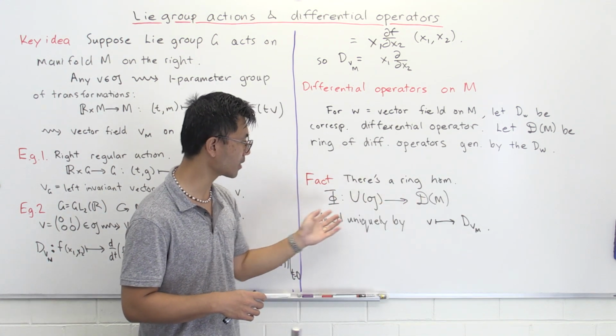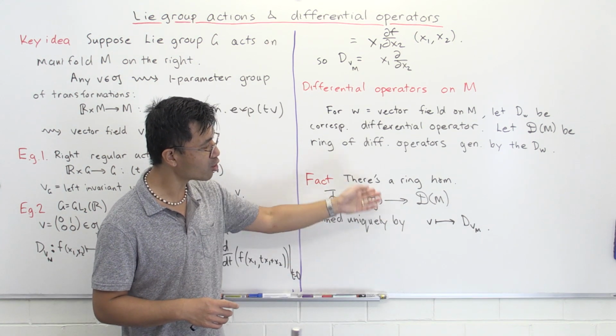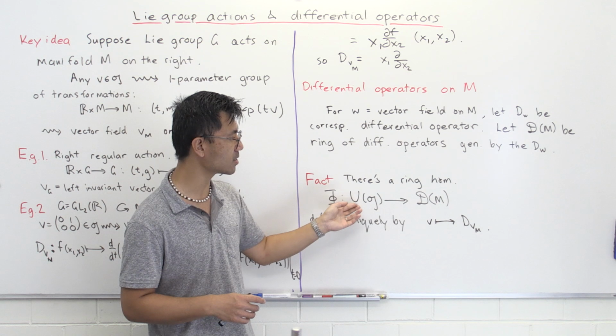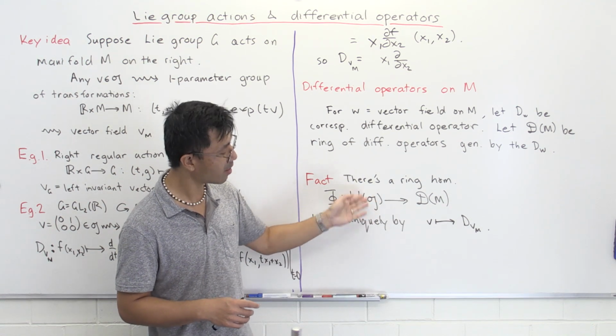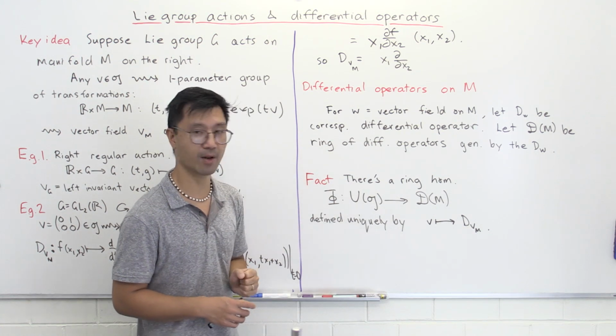And how do you define it? Okay, so there's a ring homomorphism. Well, remember, what are the generators for this universal enveloping algebra? Well, you just have to pick a basis for this g. In particular, this Lie algebra g is a set of generators for this universal enveloping algebra.